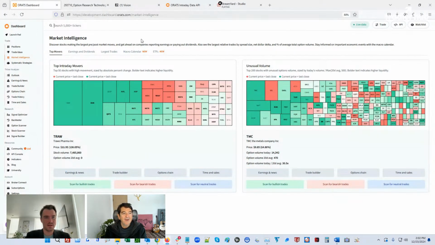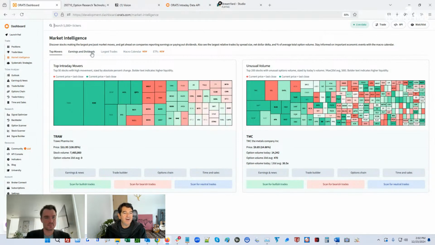All right. So, why don't we start off by finding an interesting symbol in the largest trade. So I'm in the dashboard, go to market intelligence. We have top movers here. Sometimes it's interesting to see what's going on over here. It looks like a Rumble. Wow, Rumble's way up. That's good for me.